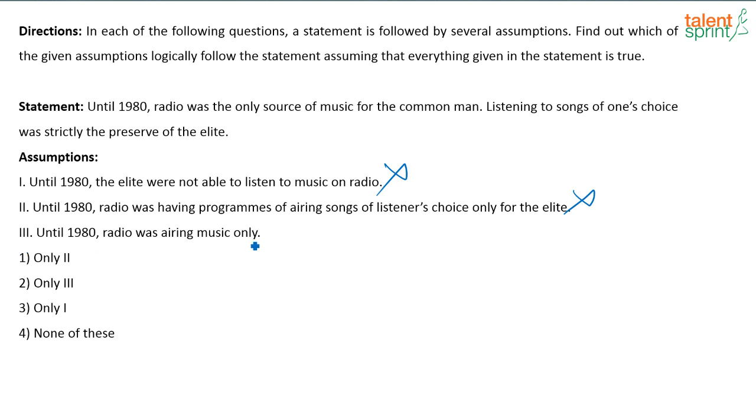Now the third assumption: until 1980, radio was airing music only. Again, that doesn't seem to be right. See, radio was airing music only means radio cannot also air news, right? A lot of you have given me the answer as option 2. I am sure you chose option 2 because yes, until 1980 radio was airing music, but not music only, correct? They could also air news. In radio stations you hear news also, right? So you can't say that radio was airing music only.